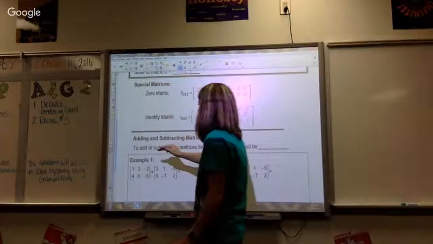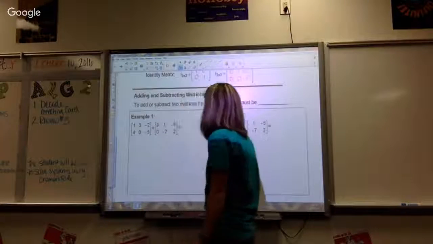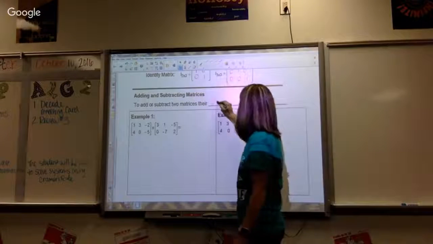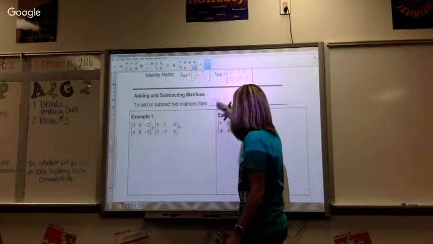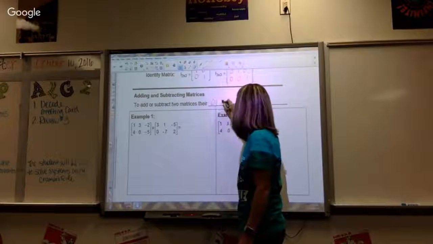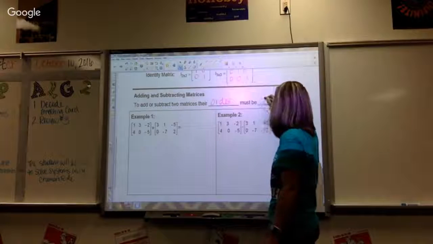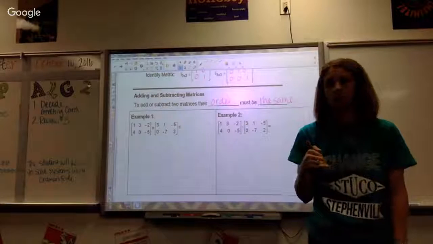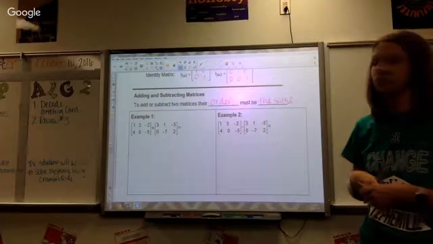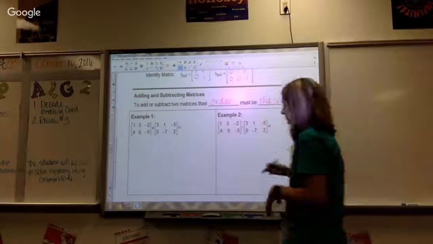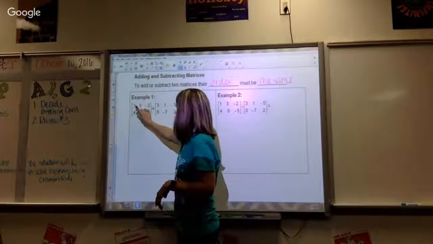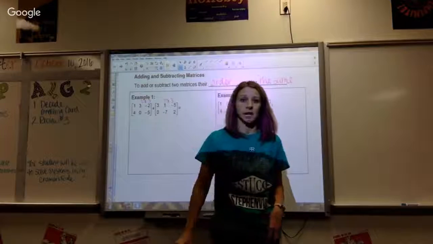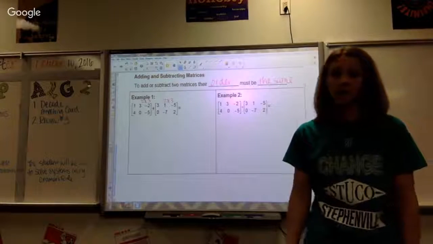All right, now we're going to get into what we're doing on the lesson today, adding and subtracting matrices. To add or subtract 2 matrices, their order must be the same. Okay, so you have to find the order of each matrix, and then if those are the same, you'll be able to add or subtract them. So example 1, find your order of each one. This is a 2 by 3. This is also a 2 by 3. Notice the order is exactly the same, so we will be able to add those 2 together.